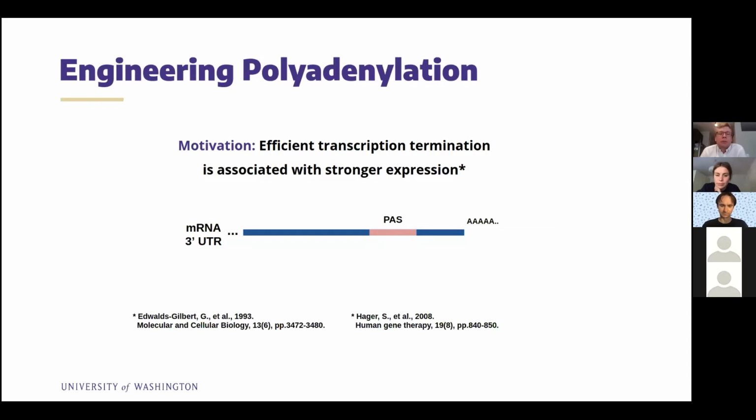And the quick motivation for that is that it's quite well known by now that efficient transcription termination is associated with stronger net gene expression. And so if we want to design gene constructs or gene circuits that have very strong gene expression, we may need to engineer maximally strong polyA signals, and potentially in the future even engineer cell type specific polyA signals.